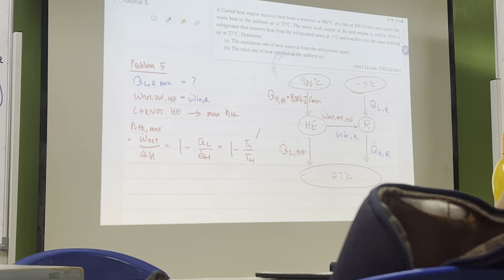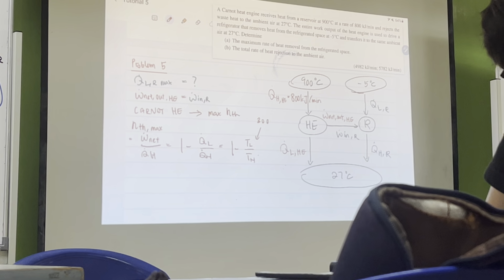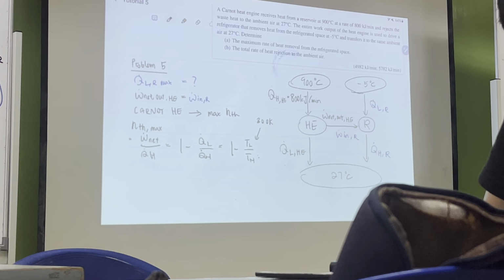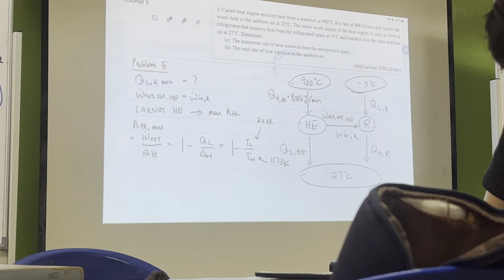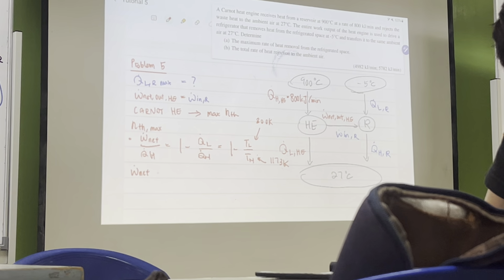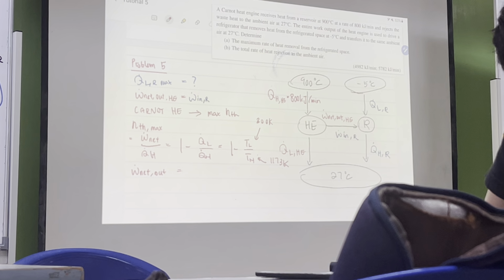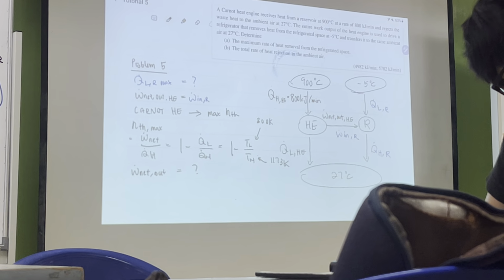So here you sub in 300 Kelvin, and here you sub in 1173 Kelvin. And from here you can get the maximum network output from the heat engine.